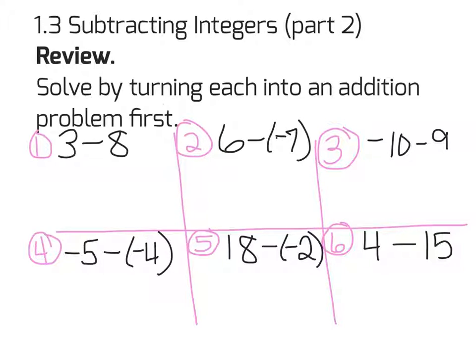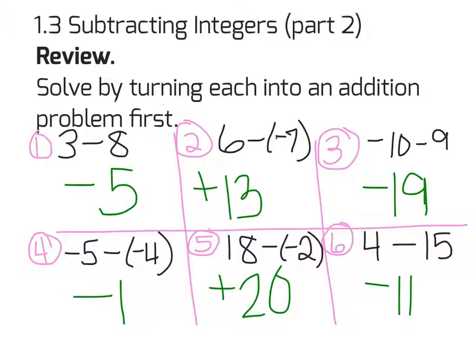All right, for problem number 1, you should have gotten -5, 2, +13, 3, -19, 4, -1, 5, +20, and 6, -11.